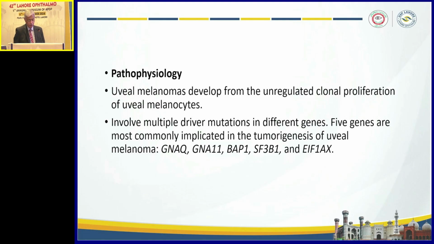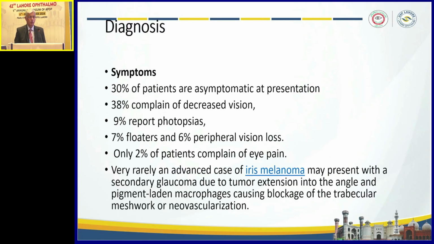Pathophysiology: uveal melanoma develops from the unregulated clonal proliferation of uveal melanocytes, and there are mutations related to 5 genes in this regard. For diagnosis, there are certain symptoms. 30% of the patients are usually asymptomatic, and 38% complain of decreased vision. 9% report photopsia, 7% floaters, and 6% have peripheral visual loss. Only 2% of the patients complain of eye pain.